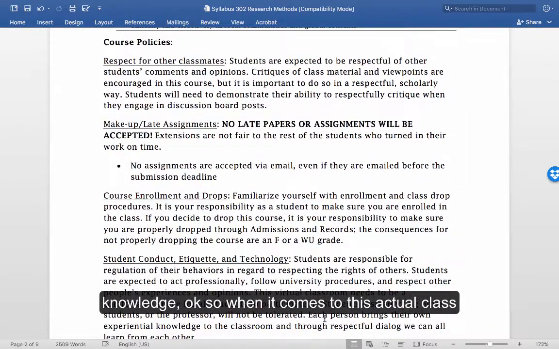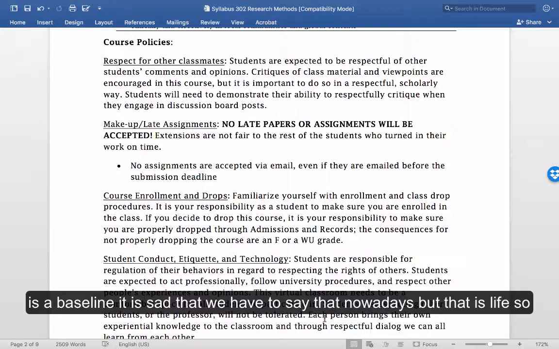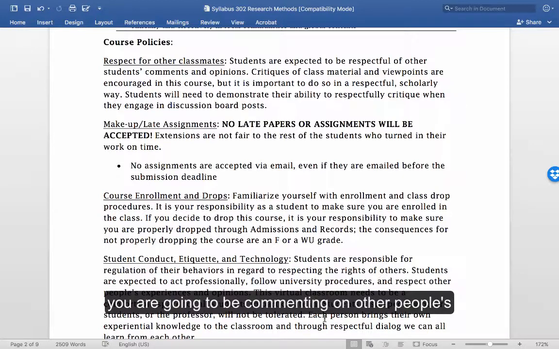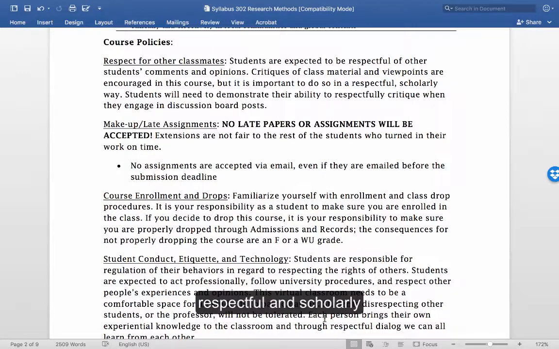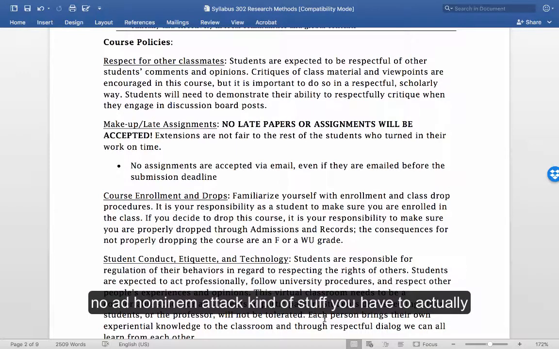So when it comes to this actual class, you have to respect each other. I mean, that's a baseline. It's sad that we have to say that nowadays, but that is life. So, you're going to be commenting on other people's course materials through the discussion boards. And I want people to be able to engage in discussions and have disagreements and things of that nature. They just have to be respectful and scholarly, right? No ad hominem attack kind of stuff.